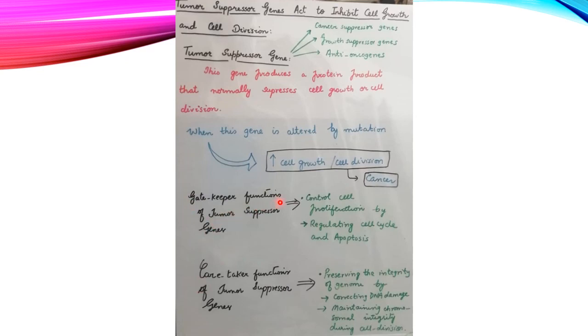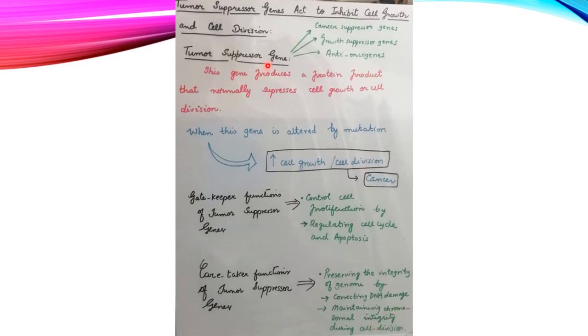By gatekeeper functions, tumor suppressor genes monitor cell proliferation. They control the rate of cell proliferation by monitoring cell cycle and apoptosis. Their caretaker functions include that they can preserve or protect the integrity of the genetic material or genome by correcting any damage which is imparted to nucleic acid material. And they can also maintain the stability of chromosomes during cell multiplication or cell division.